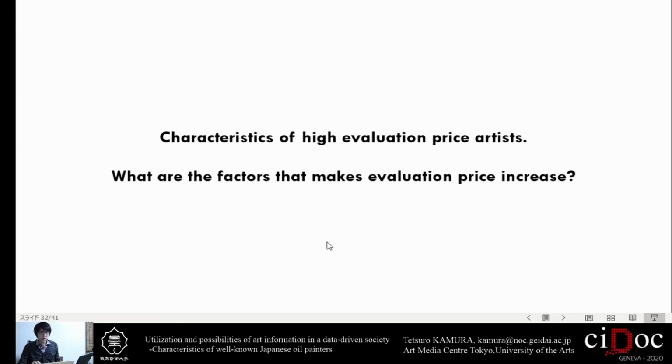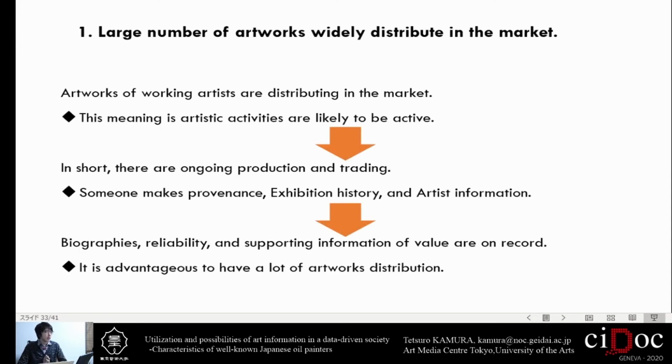Discussion. Now, we have summarized it into 3 points to consider the relationship between famous artists and reputation. What are the factors that make the evaluation price increase? First, a large number of artworks widely distributed in the market. This means artistic activities are likely to be active. In short, there is ongoing production and trading.